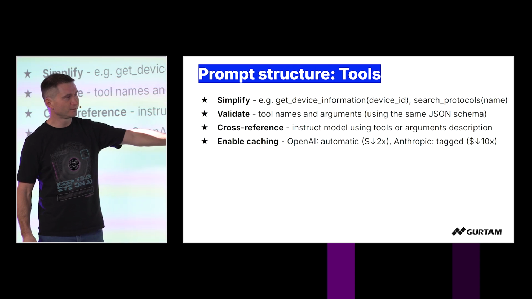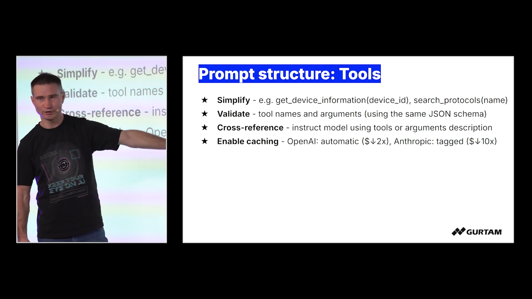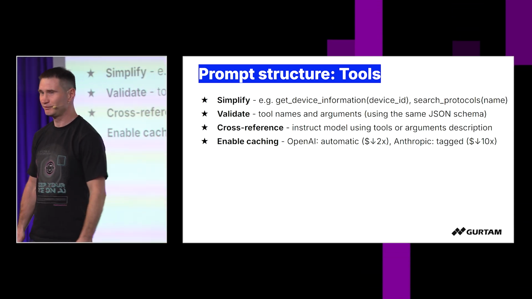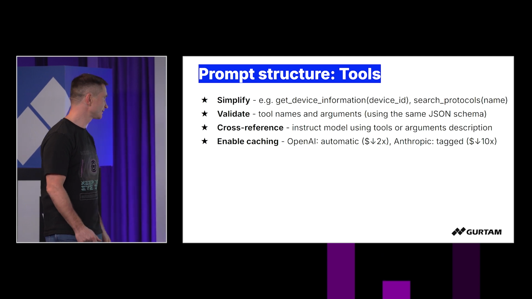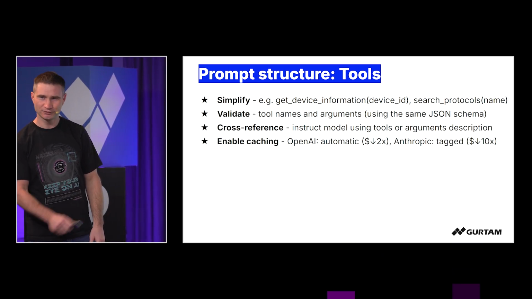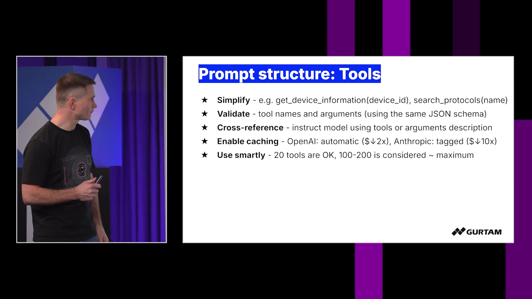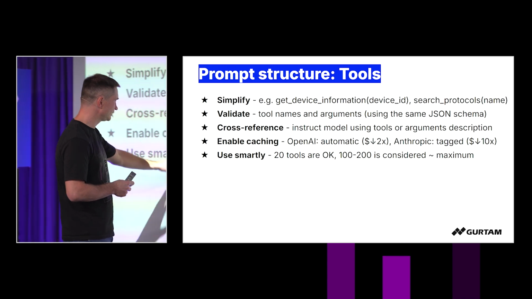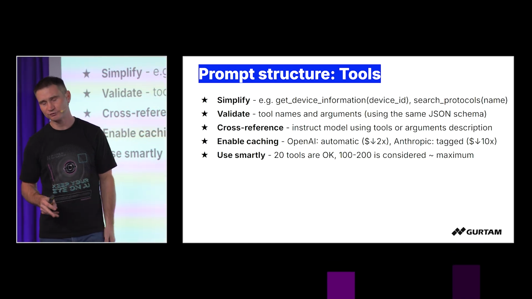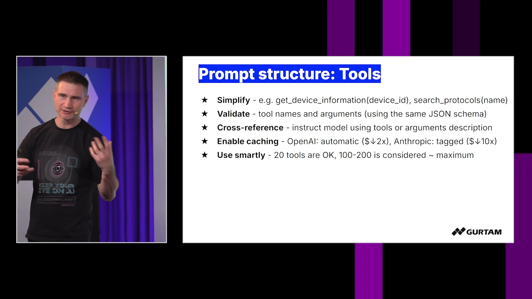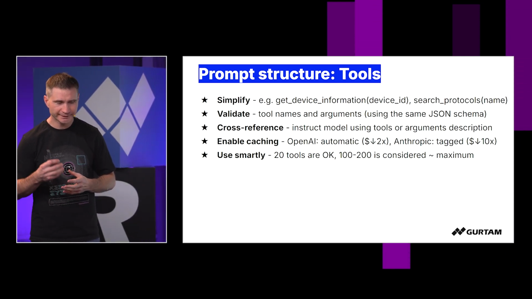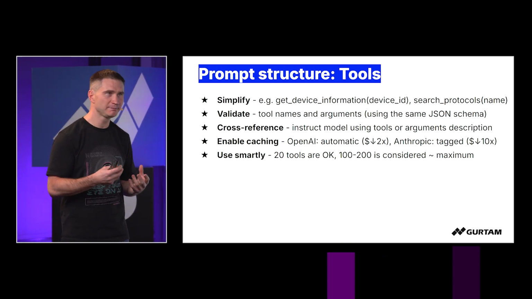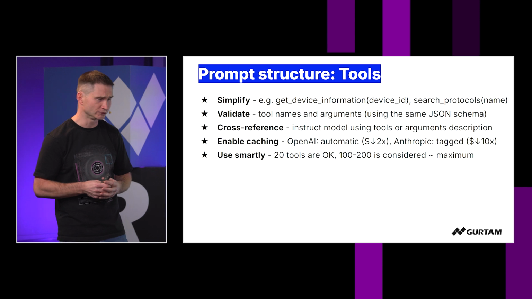We are saving $50K per year with this functionality. So if you want to save money, use caching, prompt caching, but you can read about it on the internet. And about the volumes, in our cases 20 tools are absolutely okay. Maybe 50 tools are okay, but if you supply hundreds of tools to the model, it may not be very sure which kind of tool to use.